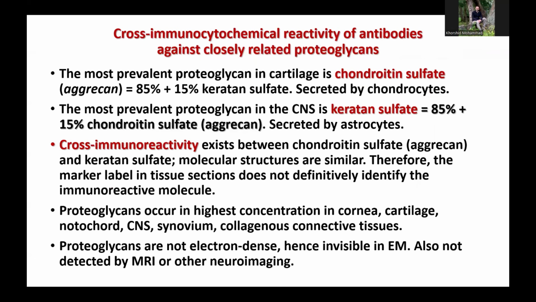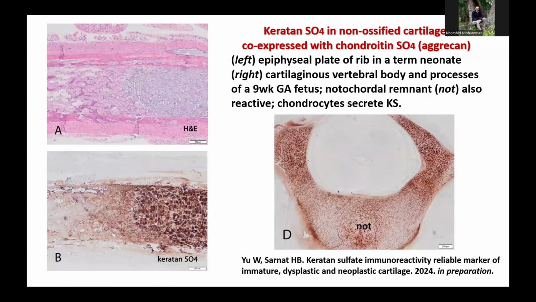There's also cross immunity with certain antibodies that other proteoglycans, such as chondroitin sulfate, that also are in the nervous system. And here you can see keratan sulfate in other tissues. On the left is a full-term infant showing the epiphyseal plate of the rib, and here you can see with hematoxylin that the chondroblasts in the epiphyseal plate are very intensely reactive.